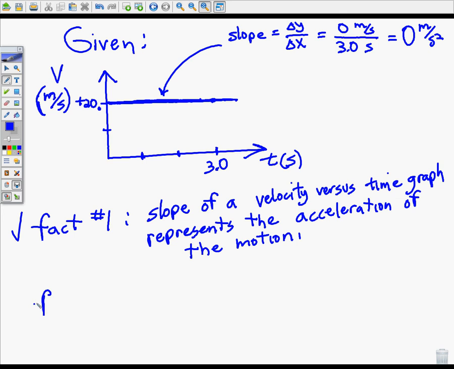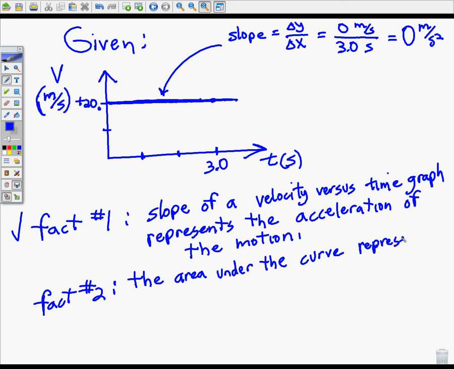So fact number 2, the area under, fancy way of saying under the graph, represents the total displacement.